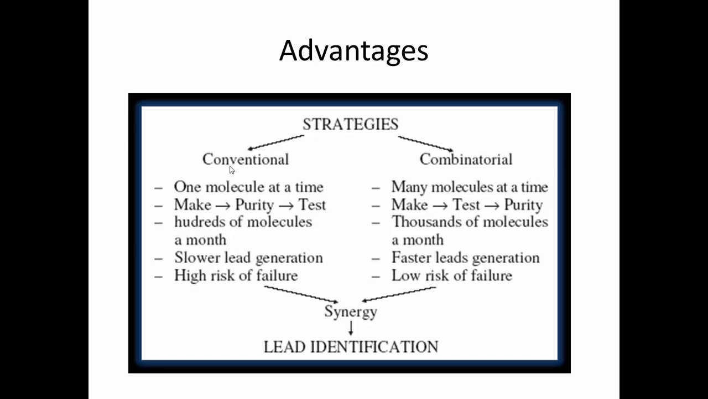So then, in the conventional strategy, we purify the hopefully drug compound to purity, then we test. In the combinatorial strategy, we make a bunch of molecules. We test that bunch of molecules, that mixture of molecules. We find the activity, then we purify from that mixture the active one. We can look at hundreds of molecules in maybe a month in the conventional strategy. In combinatorial, we can look at thousands of molecules a month. Slower lead generation as a result of only looking at hundreds of molecules a month. Much faster if we're looking at more molecules in a unit of time. Conventional strategy comes with a high risk of failure. Combinatorial, you're lowering your risk of failure because of a lot of these other advantages. And that will lead to lead compound identification.